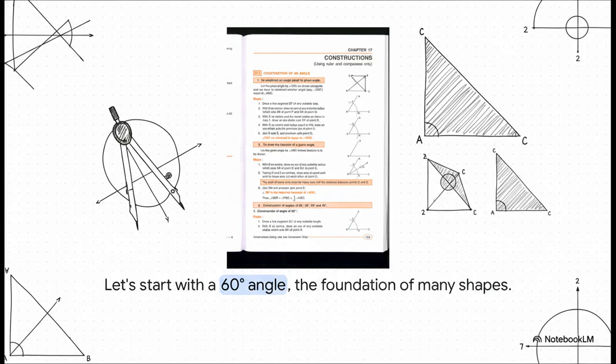So, why 60 degrees? Well, it's because it's the most natural angle for a compass. Think about it. When you draw an arc from a point and then use that same compass setting to make another arc from the edge of the first one, the 3 points you've made form a perfect equilateral triangle. And guess what? Every single angle in an equilateral triangle is exactly 60 degrees. It's kind of built in.